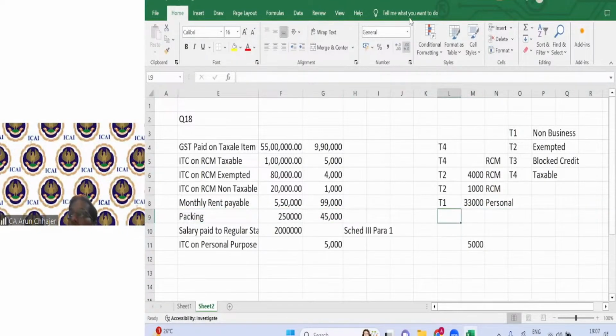Packing material. The packing material, is it fully taxable, or is it common, because it has not been written that it has been used exclusively for taxable items? We can say it is common only.